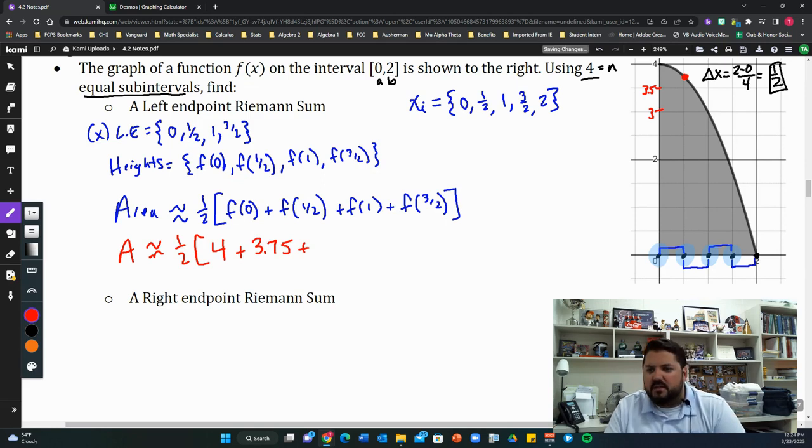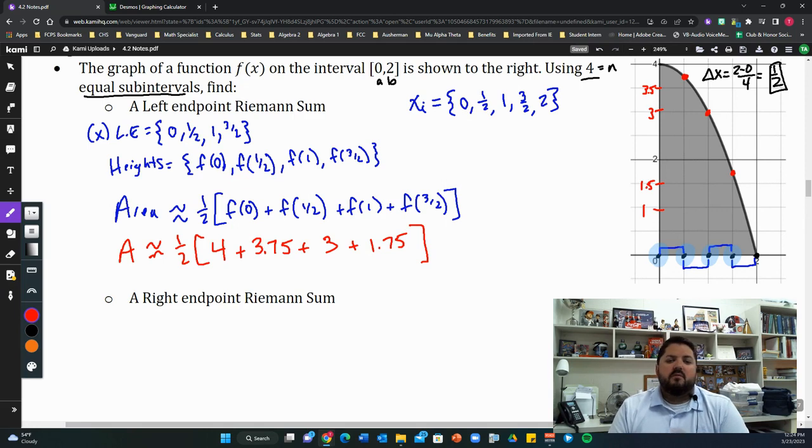Then at f of 1, so if I trace up, f of 1 looks like it's right at y equals 3. And then at 3/2, looks like we're right about here. So if I do the same kind of thing, that's 1, that's 1.5. So that looks like it's about 1.75. So from there, it's just adding and multiplying. So we're going to total all this up.